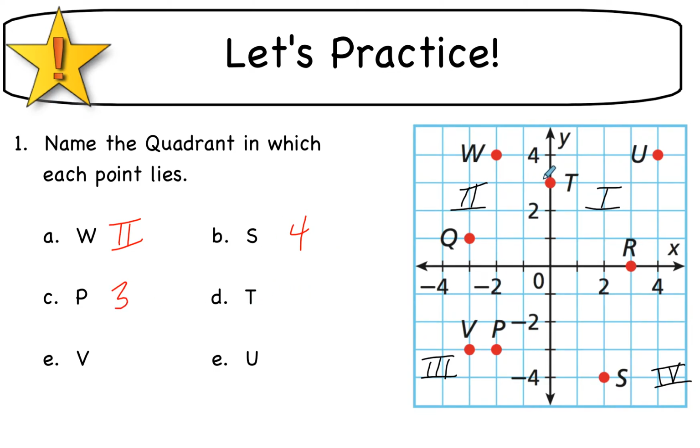Point T. Ooh, point T is on the y-axis. So which quadrant? It's none. It's not in a quadrant. It's on an axis. How about point V? Where's V? Right here, quadrant 3. And point U, up here in quadrant 1, right? So that's how you identify the quadrant. Pretty straightforward.